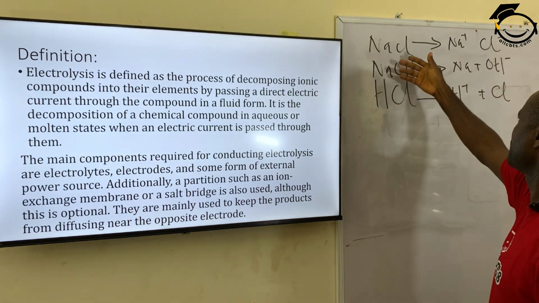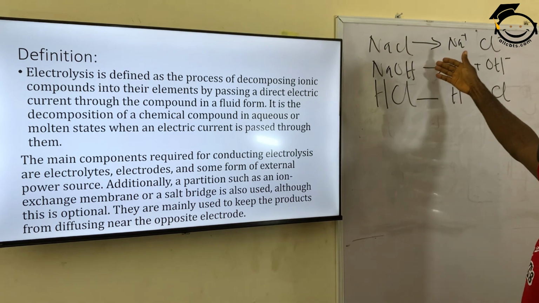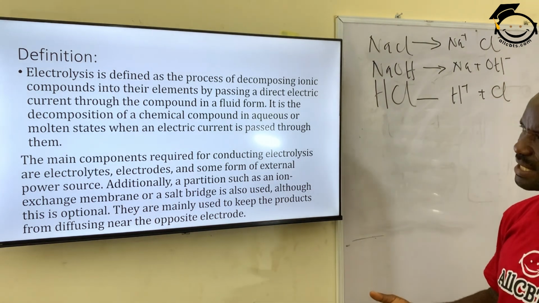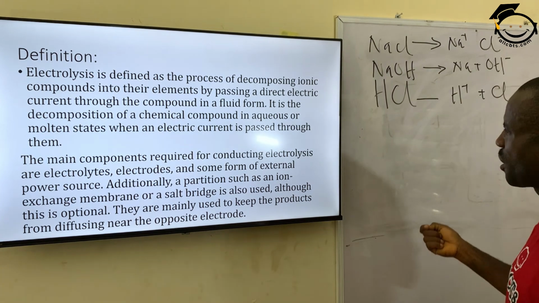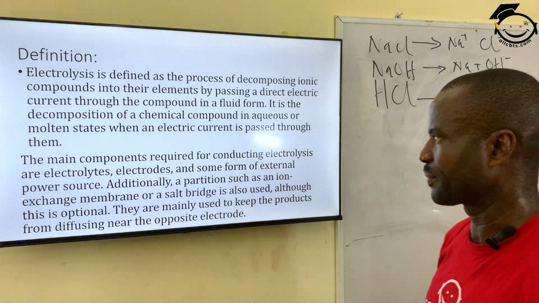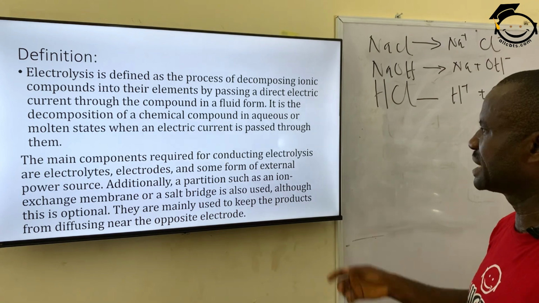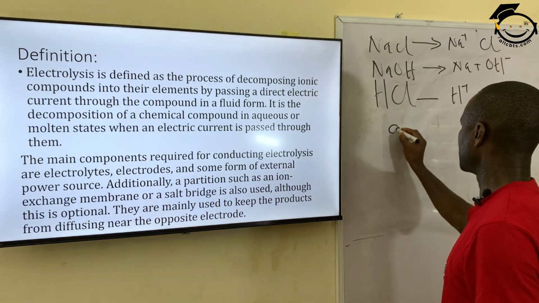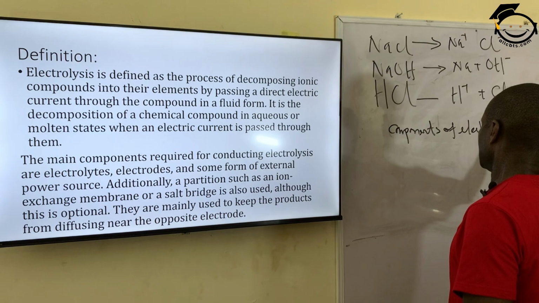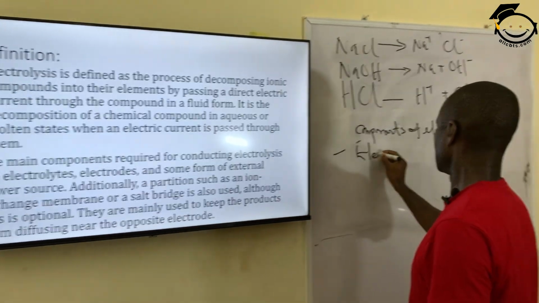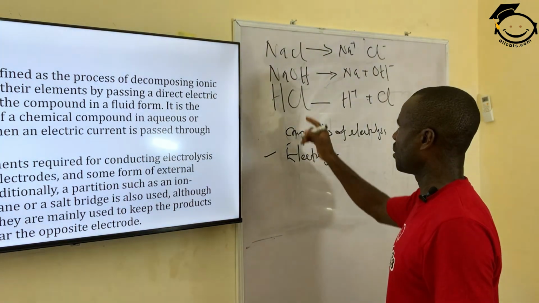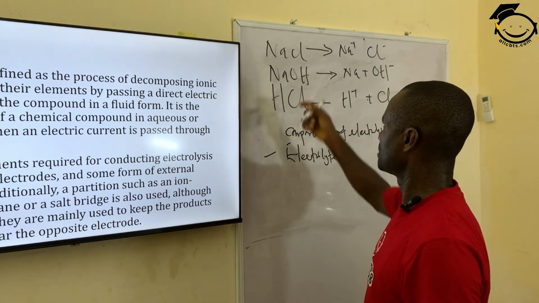For instance, it can be decomposition, meaning breaking down into their respective ions, or even in their molten state, meaning they melt into a fluid form when heated. The main components required for conducting electrolysis, there are three components. Components of electrolysis are: one, electrolytes. These are the chemical compounds that are in molten or in solution, e.g. sodium chloride, sodium hydroxide, HCl.